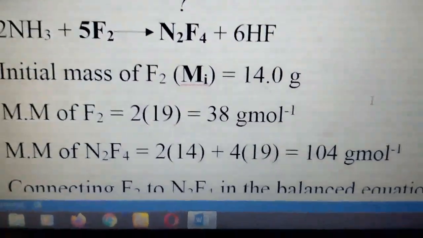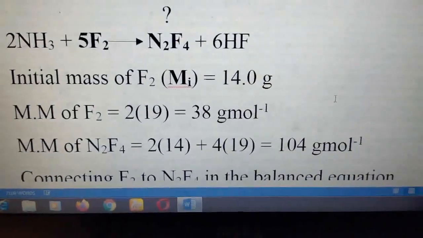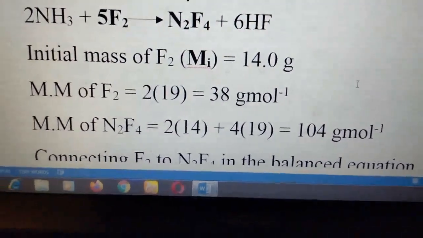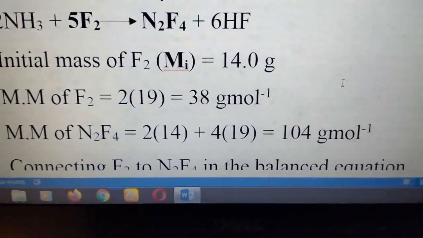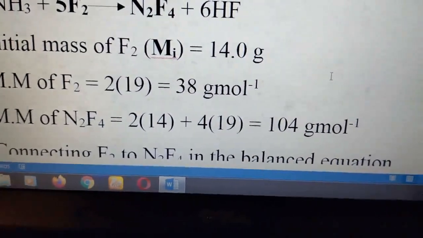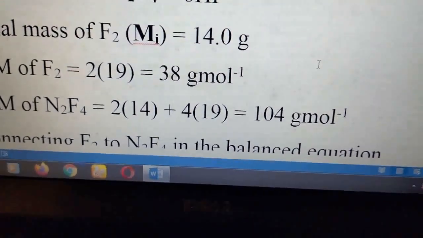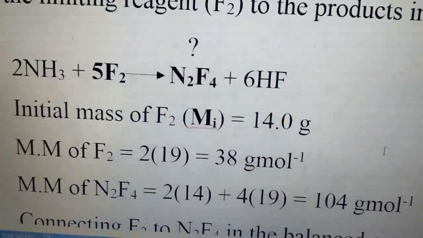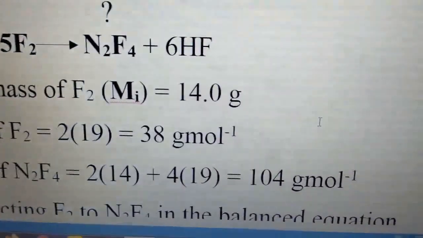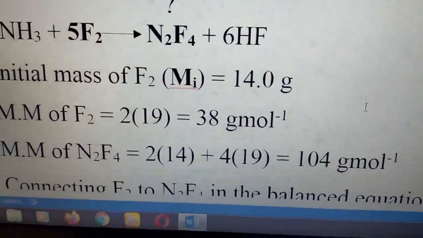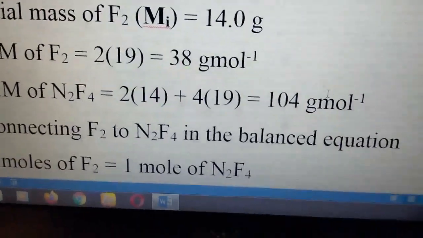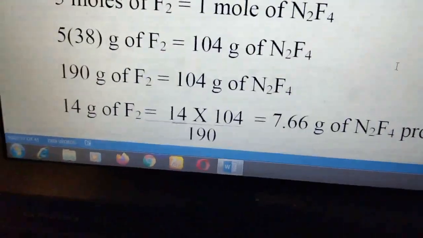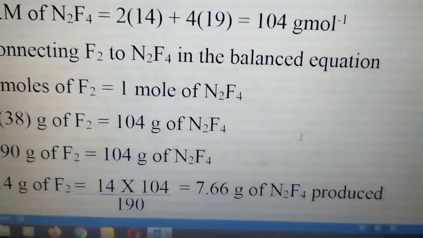So the initial mass of fluorine is 14 grams. That's the insufficient reagent. Then the molar mass of fluorine is 2 times 19, that is 38 grams per mole. The molar mass of dinitrogen tetrafluoride is going to be 2 times 14 for nitrogen plus 4 times 19 for fluorine. That gives us 104 grams per mole. From the balanced equation, we see that the connection is 5 moles of fluorine to 1 mole of dinitrogen tetrafluoride. So connecting the known to the unknown, N2F4, the balanced equation will have 5 moles of fluorine to 1 mole of N2F4.